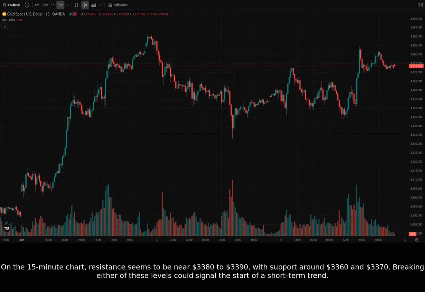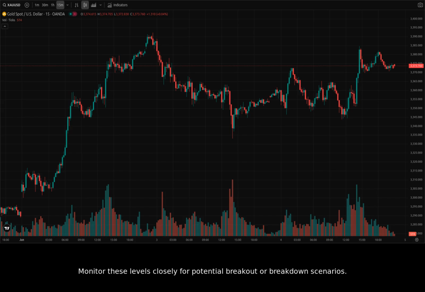On the 15-minute chart, resistance seems to be near $3,380 to $3,390, with support around $3,360 and $3,370. Breaking either of these levels could signal the start of a short-term trend. Monitor these levels closely for potential breakout or breakdown scenarios.